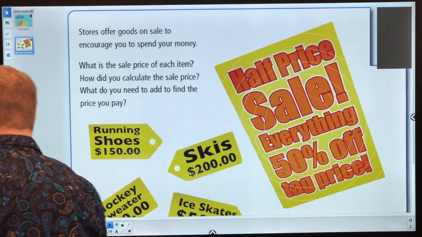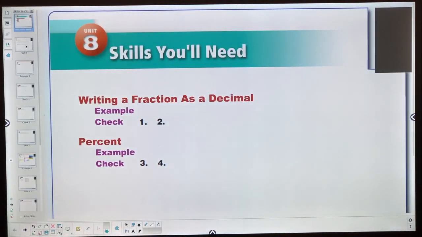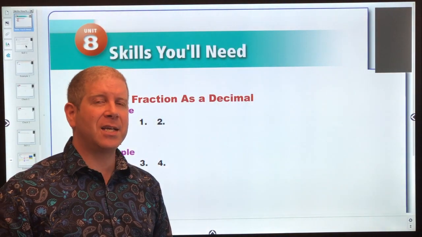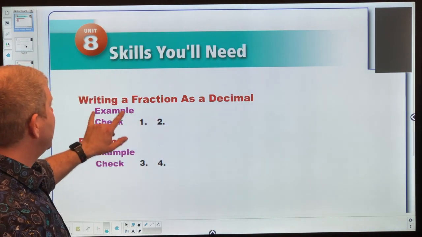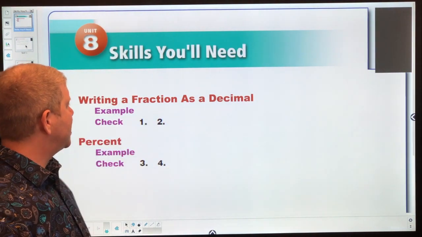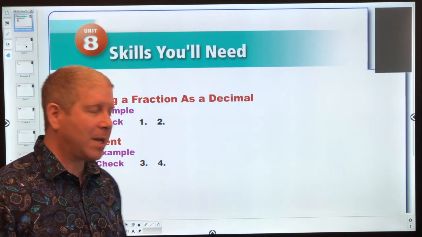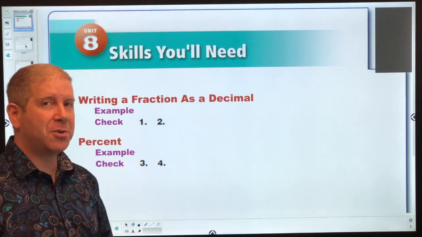Let's go to the next section. So, skills you need. There's a few skills you're going to be needing. Number one, how can you write a fraction as a decimal? And we're going to go through a couple examples. And then we're going to talk about percent.